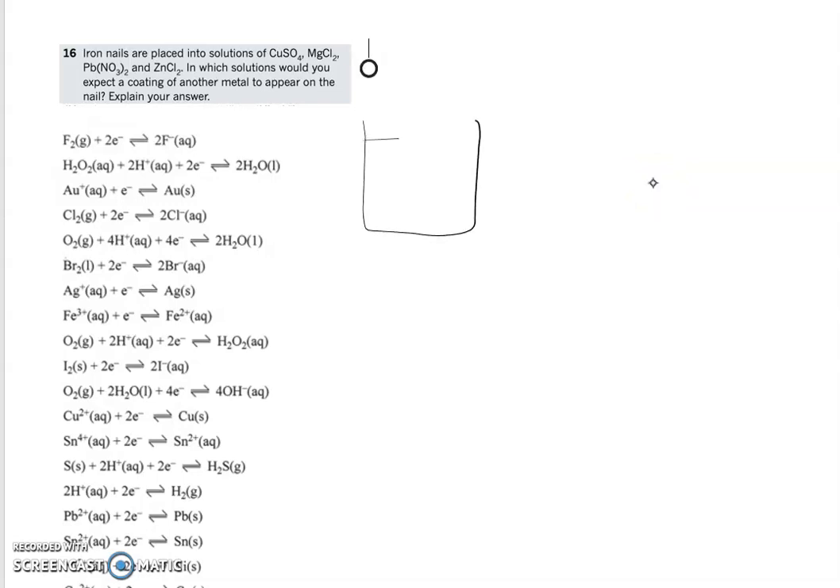So it's saying if I've got copper sulfate, and the sulfate are just spectators, so we don't really need to think about them. So if I've got a beaker of copper ions and I pop an iron nail in it, will there be a reaction? Because if there is a reaction, copper will be reduced to form copper metal and it will appear on the nail. So I need to think about which of these solutions will react with the iron nail?